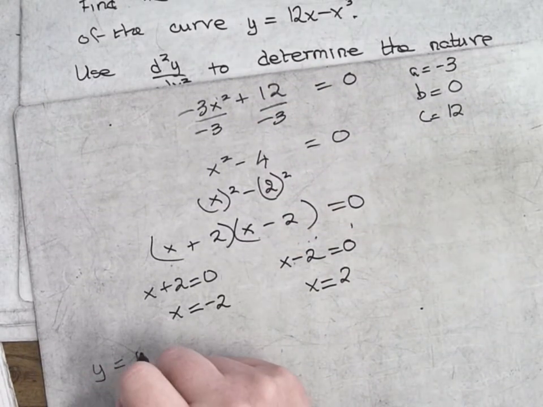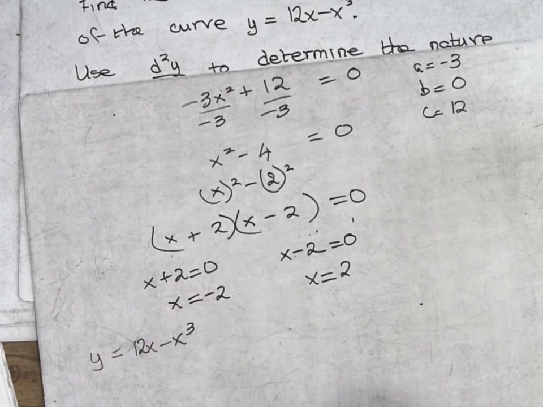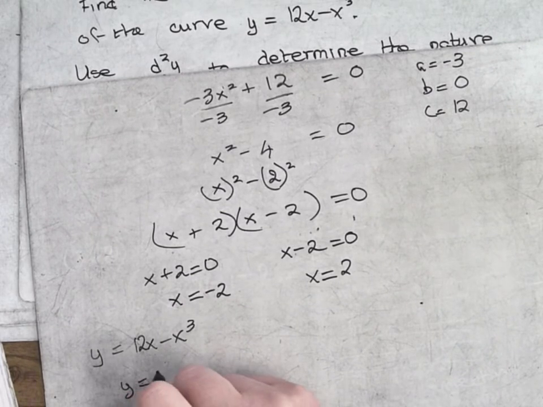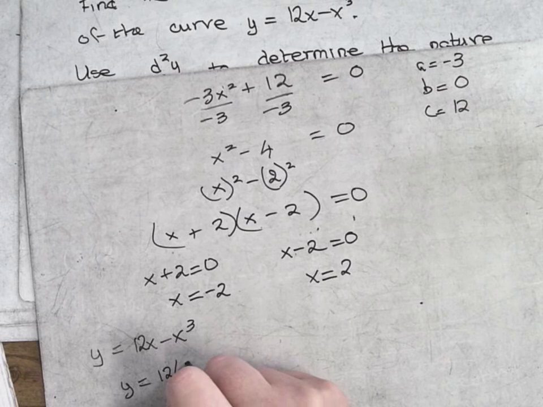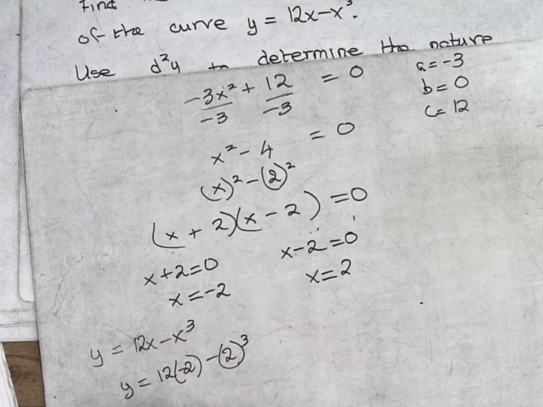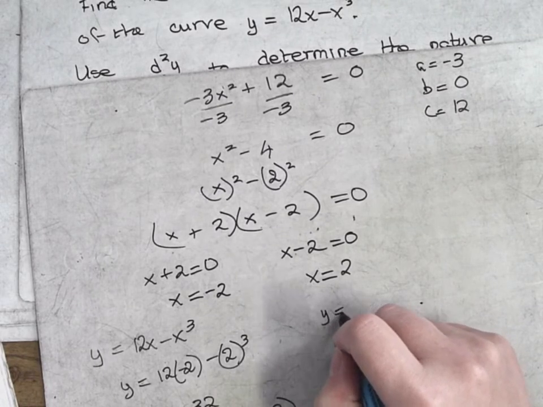Okay, right, so now we're back together, so back up to the top, y is equal to 12x minus x cubed. So everywhere you see an x, put in a minus 2, so that means y is equal to 12 times minus 2, minus minus 2 cubed. So that means y is equal to minus 24 minus 8, minus 32, I think. Yeah. So that's the point, minus 2, minus 32. Agreed?